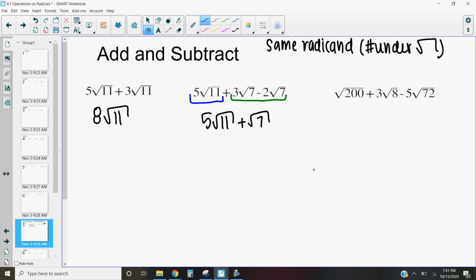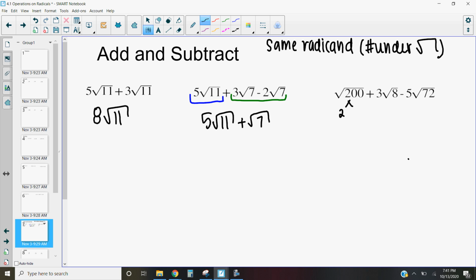Now this last one, notice how all three of these numbers do not have the same radicand, or the same number underneath, but none of them are prime. So what we want to do is simplify what's underneath that radical first, to see if we can simplify it as much as we can and see if any of these, when simplified, have the same radicand. So let's take a look at simplifying 200.